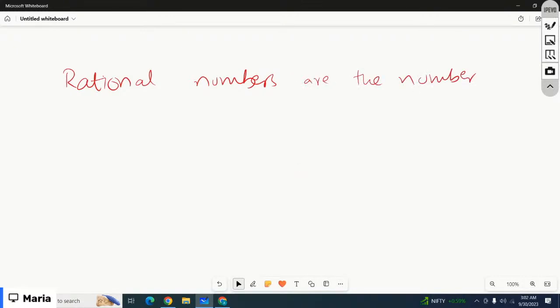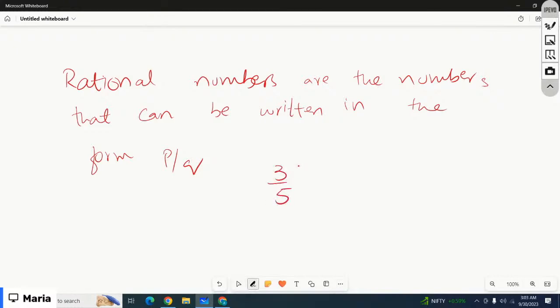Here is the definition of the rational numbers. You can note down the definition. Rational numbers are the numbers that can be written in the form p by q, right? For example, 3 by 5, 7 over 9, they all are rational numbers. So we're going to see which operations we perform on the rational numbers. Let's start with the very first one, that is reciprocals and the multiplicative inverse.